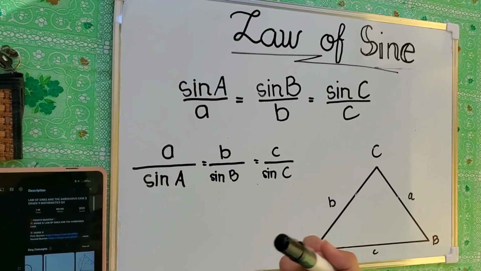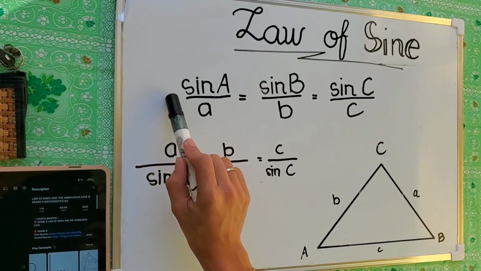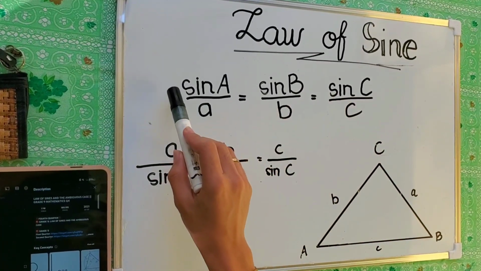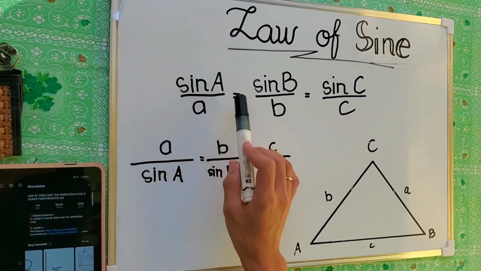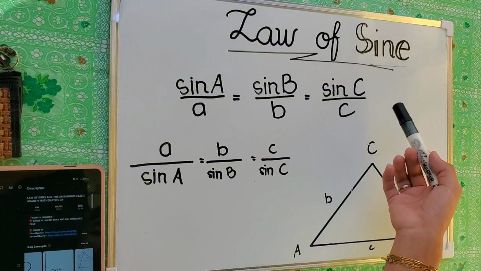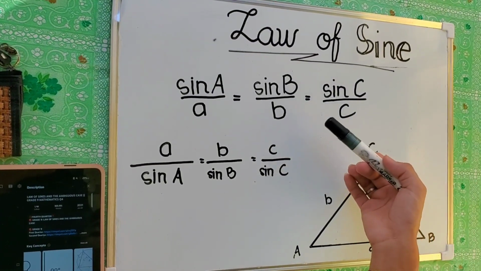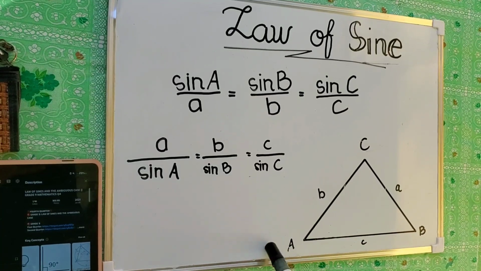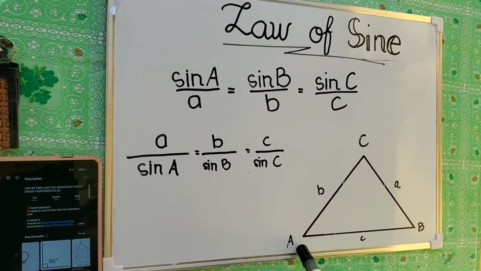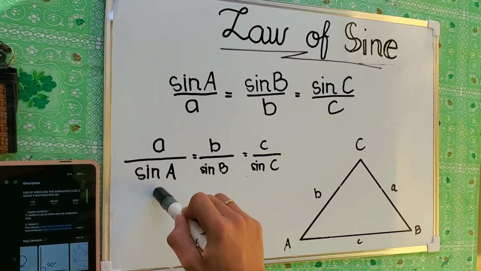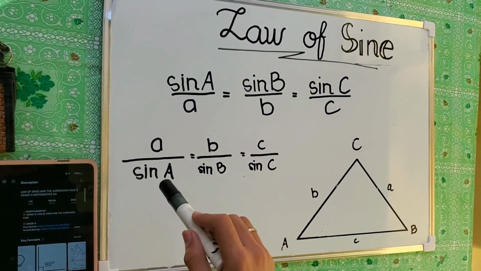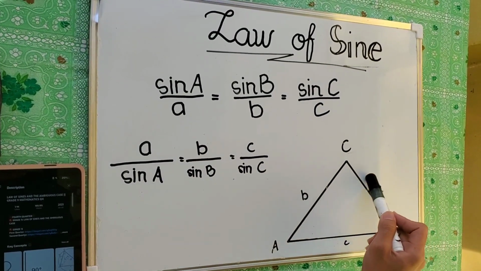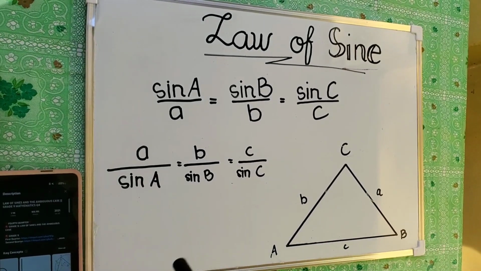How do we determine when to use this formula or that formula? That is a question. We use the formula sine A over a and so on when we are looking for an unknown angle. And we use the reciprocal formula in finding the unknown value of a certain side from the triangle.